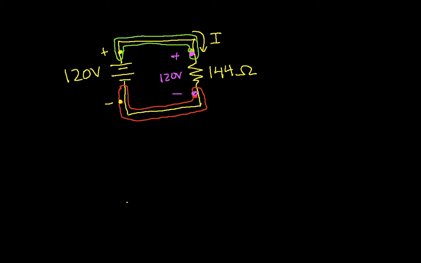Now, we'll wait to talk about the current for another example in just a minute. Okay, so I want to find the current. According to Ohm's law, the current is the voltage across the resistor divided by the resistance. We've just said that the voltage across the resistor is 120 volts. That's this value right here. The resistance is 144 ohms.